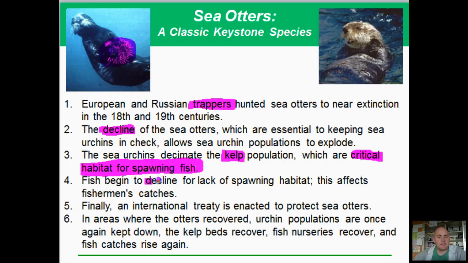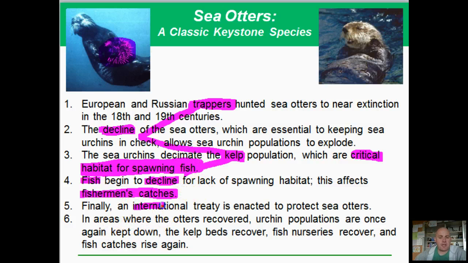So we started to see a decline in the fish population because they didn't have any spawning areas, which then affected fishermen's catches. And so you're like, what? Because we were hunting a sea otter here, there's no fish for fishermen there, and there are four links to get there from the sea otter down through the sea urchin to the kelp to the fish. And so keystone species, because it had such an important role, it dramatically was changing ecosystems.